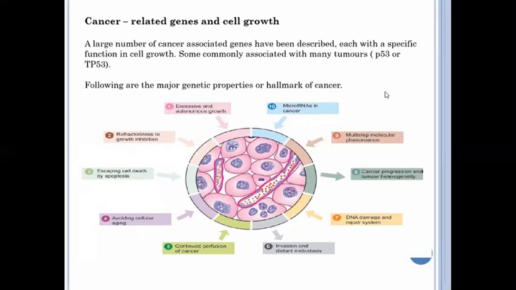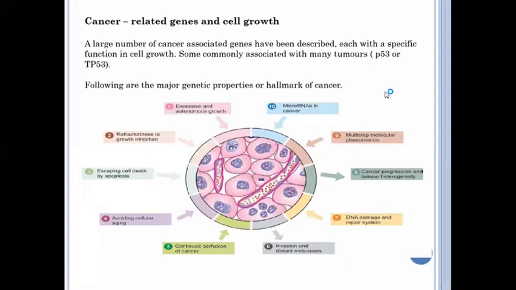Fourth, avoiding cellular aging, so those cells are immortal. Fifth, continued perfusion of organ cancers. Sixth one is invasion and distant metastasis.